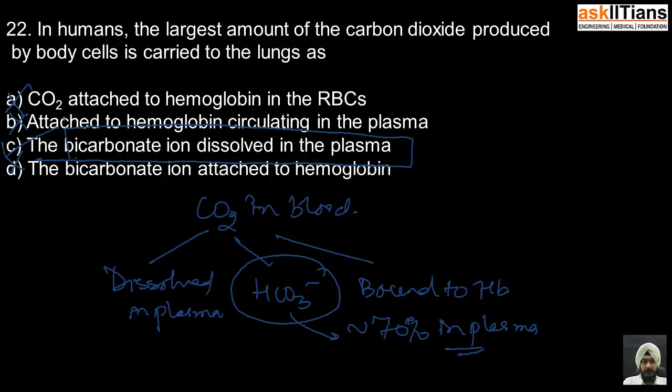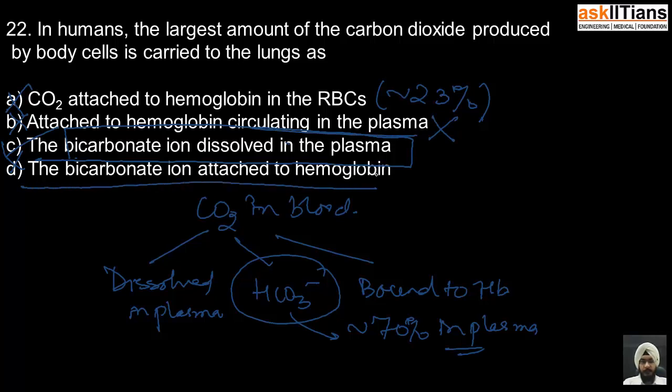Because the first is CO2 attached to hemoglobin in the RBCs, which is true, but it is only 23%. Attached to hemoglobin circulating in the plasma, which is almost the same you can say, but hemoglobin is not circulating in the plasma, it is in the RBCs. So this option is incorrect. And the last is also not correct because bicarbonate ion is not attached to hemoglobin. This is an incorrect option.